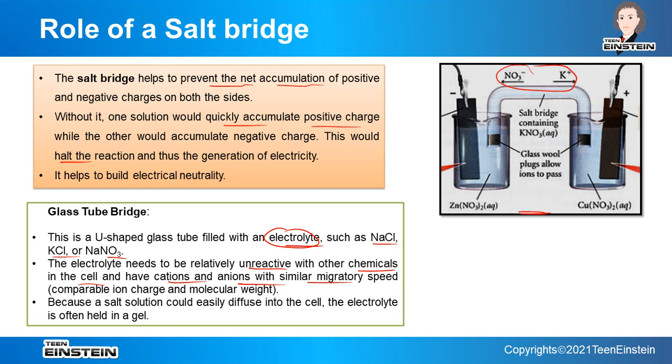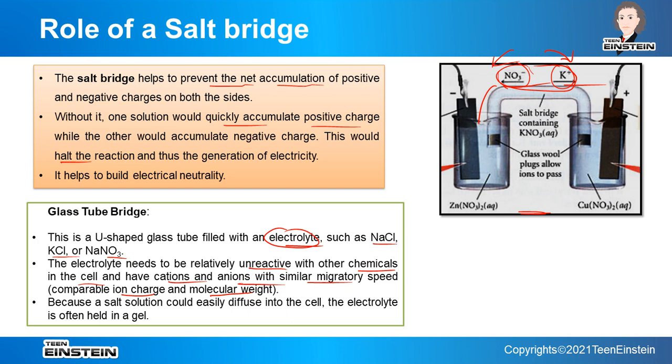Migratory speed means, suppose we have taken NO3 minus and K plus here, their migratory speeds are very close to each other. But suppose the migratory speed of NO3 minus is higher, then what will happen? There will be excess negative charge on the left hand side, but that is not wanted. So we have to choose the electrolyte in such a way that the cation and anion have the same migratory speed, so that their movement towards both sides can be the same. Same migratory speed means comparable ion charge and molecular weight. So the anion and cation should have comparable ion charge and close molecular weight.